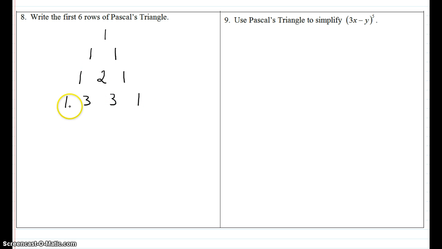The outside edge is always 1. Now we get 1, 4, 6, 4, 1. And so now you might ask yourself, where are these numbers coming from? Well, if you look, the two numbers right above, 1 and 2 make 3. 1 and 2 make 3. 1 and 3 makes 4. 3 and 3, 6. 3 and 1, 4. And so we just keep repeating this pattern.